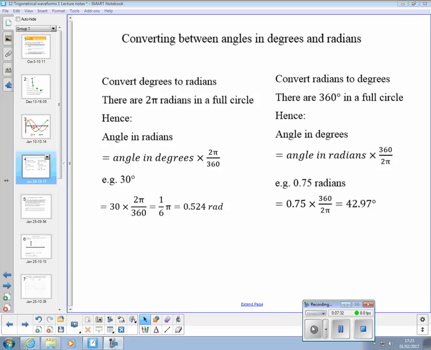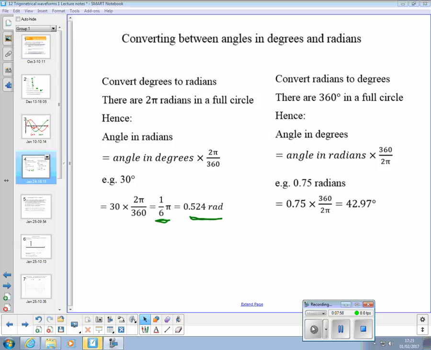That's the part of the full circle, and that's a full circle in terms of radians. So for example, 30 degrees, we do 30 times 2 pi over 360. That's 1/6 pi, or 0.524 if we evaluate pi.